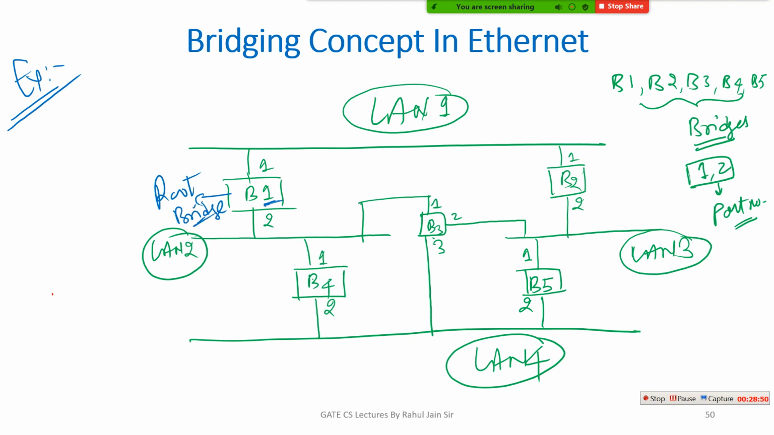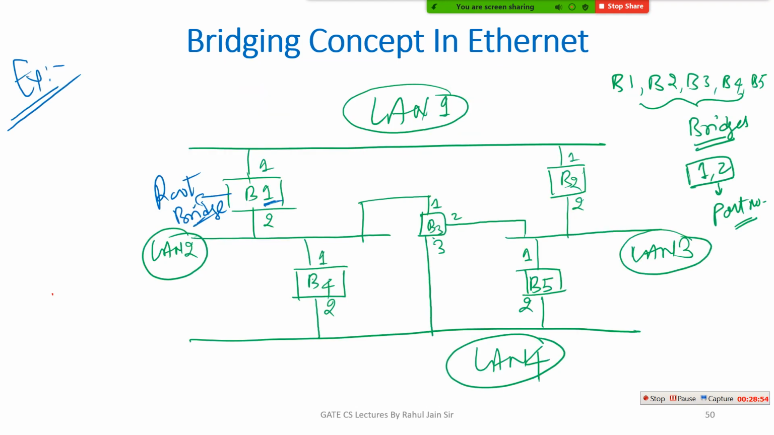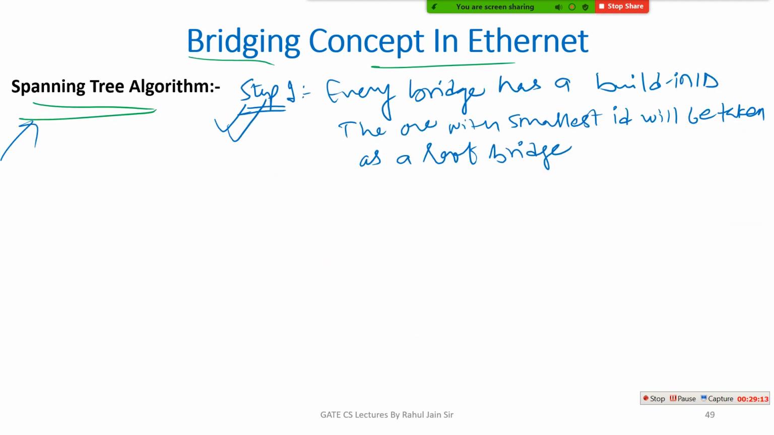It is step 1, guys. Step 1 is that whichever bridge has the lowest ID, we will assign that bridge as a root bridge. Got it, guys? What is step 1? Whichever bridge has the lowest ID becomes the root bridge. So this is B1. It is a root bridge. Good. Now step 2.